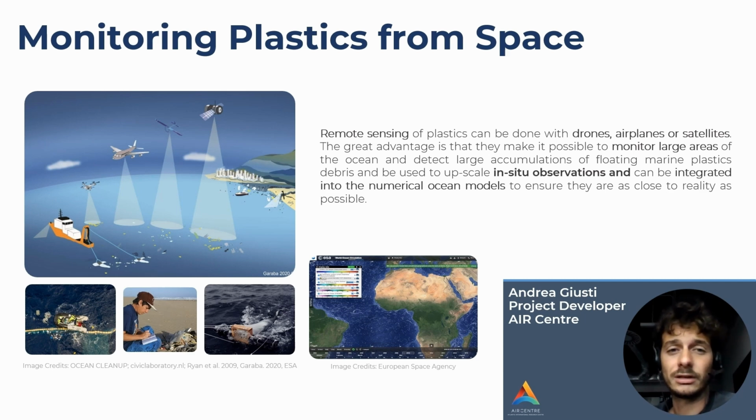Remote sensing overall is an effective way of tracking marine plastic on the ocean surface. As we saw before, we can use different platforms, so drones, airplanes, and satellites, to monitor large areas and detect big patches of floating plastic debris. This technology allows us to scale up what we commonly observe on site with in situ data and combine it with ocean models, making our predictions more accurate and reliable.